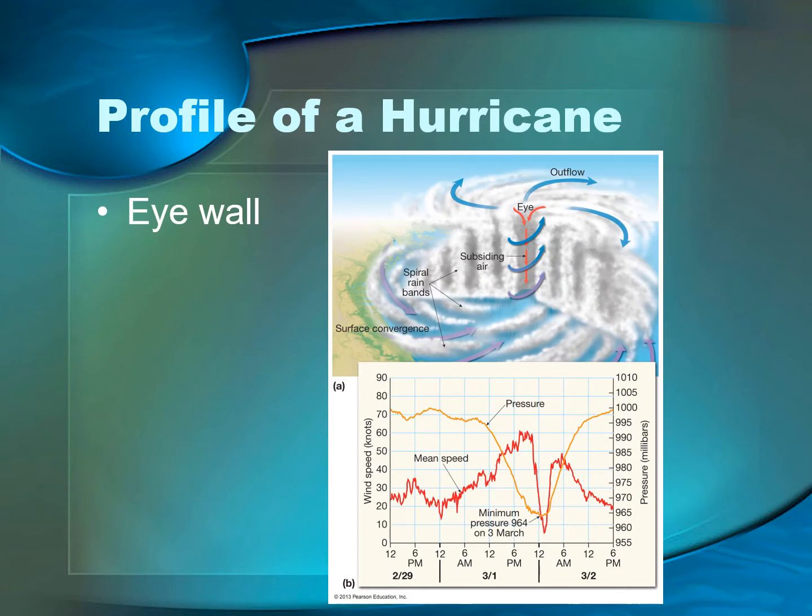So here is a nice cross section of a typical hurricane. And then they're giving us an example of the pressure changes. What else might we have? Wind speed as well. You see the pressure changes over a few hours on the orange line, and then the red line is your wind speed change.